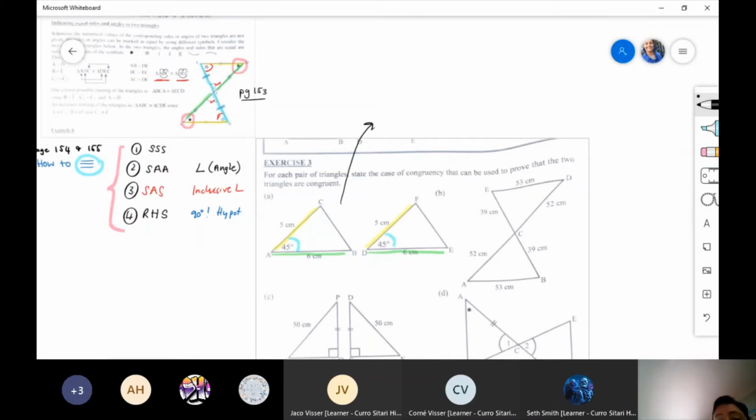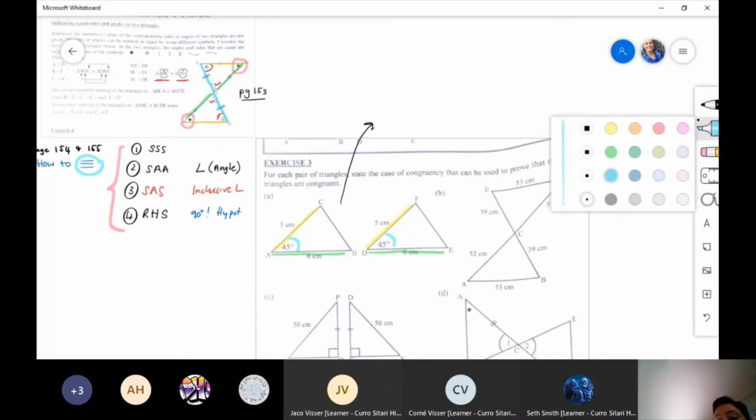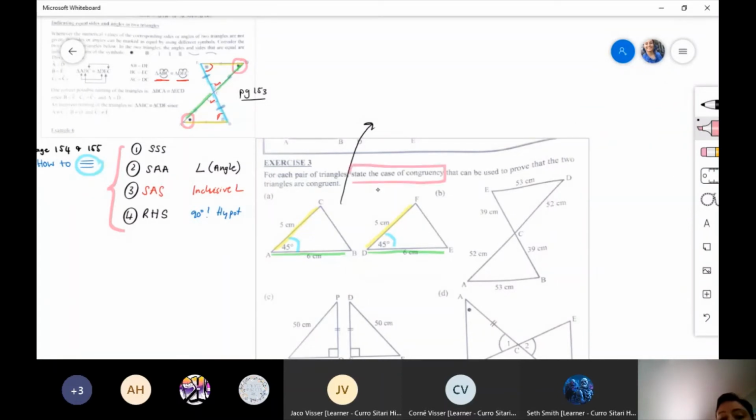So for each pair of triangles, state the case of congruency that can be used to prove. So here we are just stating the case of congruency. We are just stating, okay? We are not proving. We are not doing that whole triangle, this, and triangle. We are merely making a statement, okay? So I want you to focus on finding either scenario 1, 2, 3, or 4. That's it. So I can see in triangle ABC.